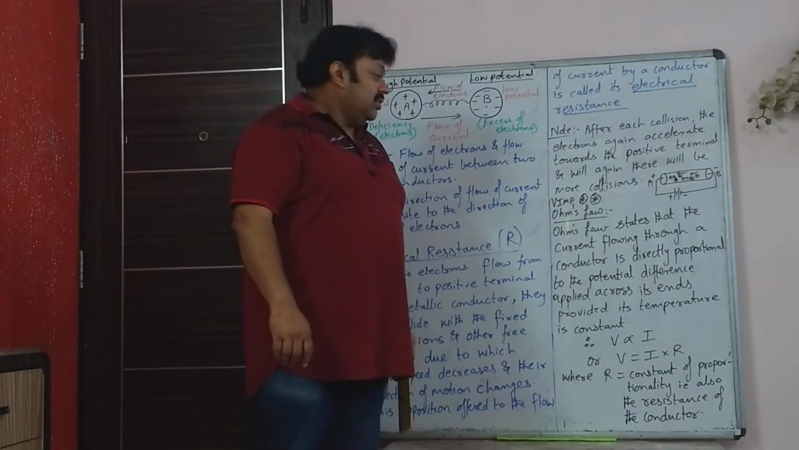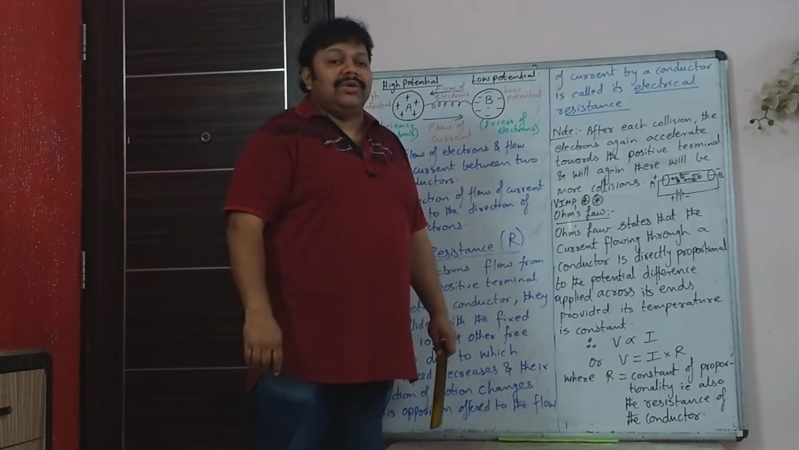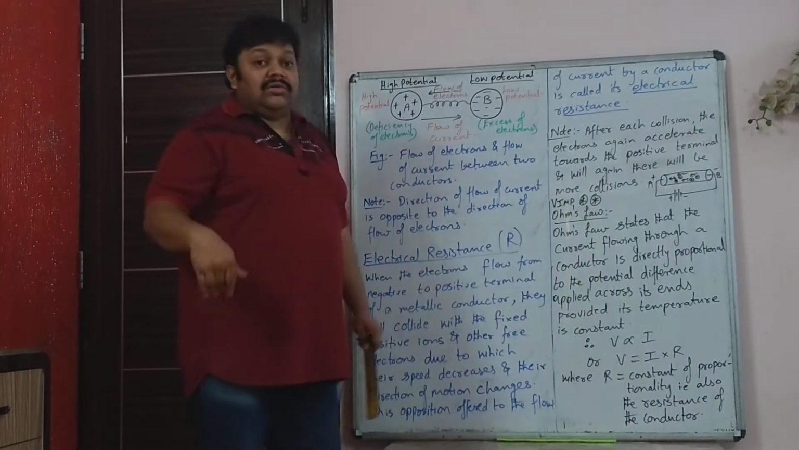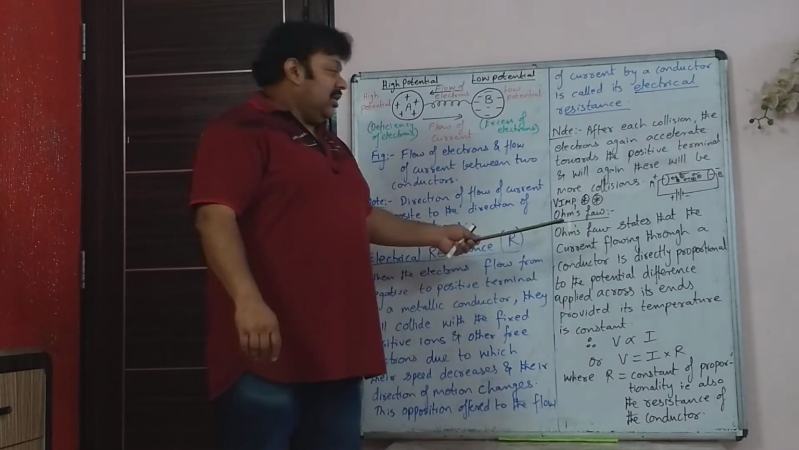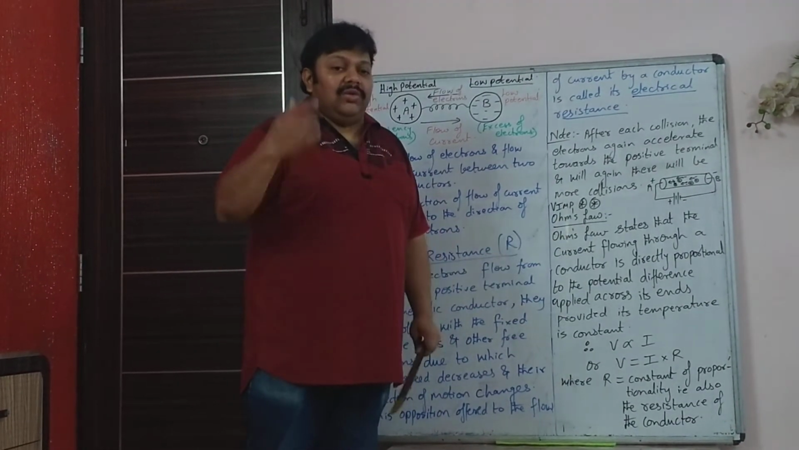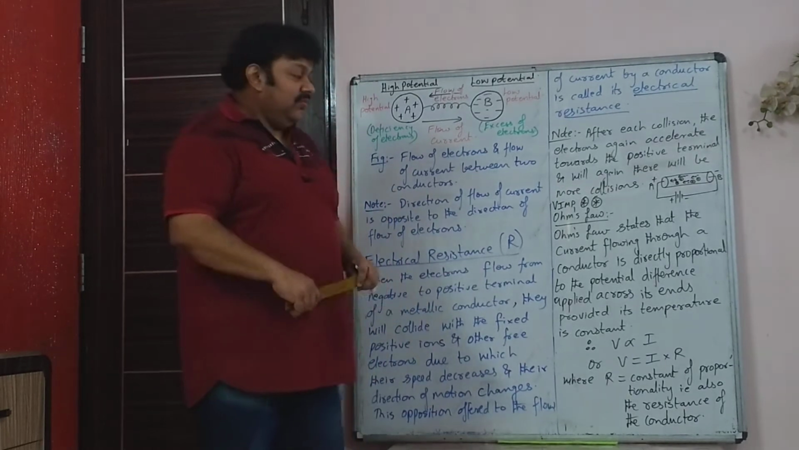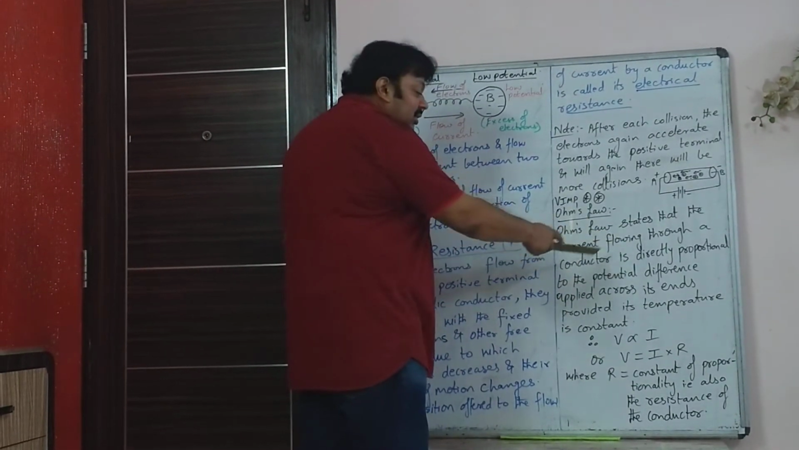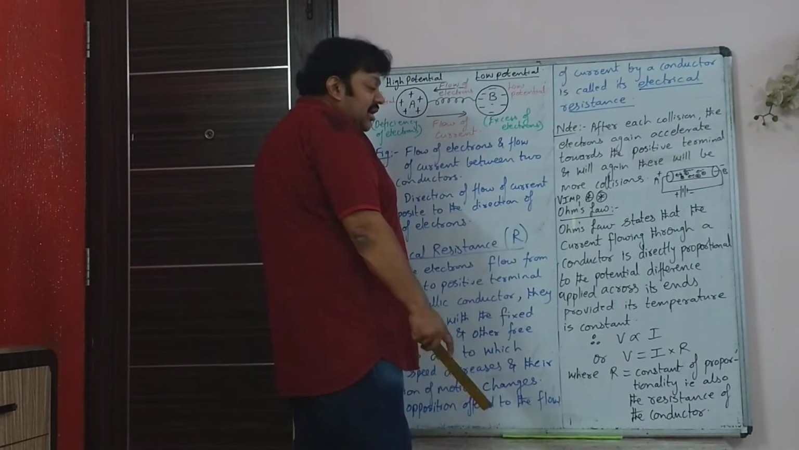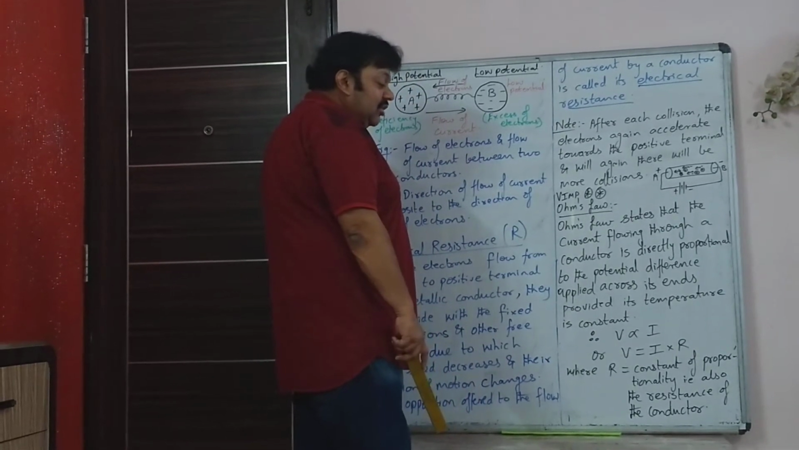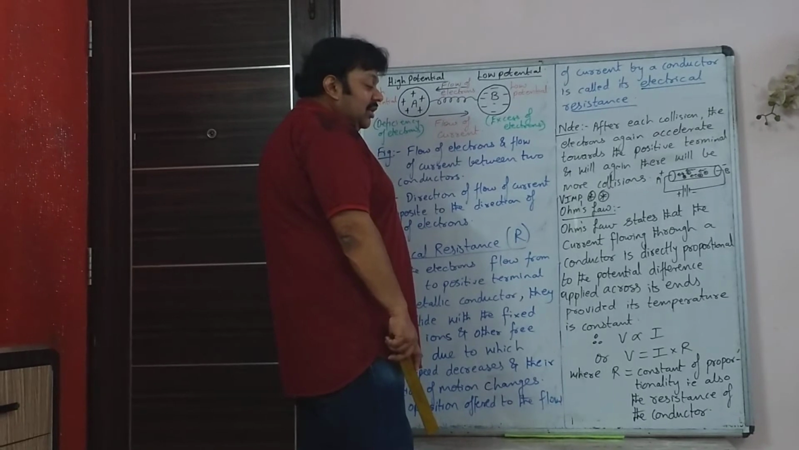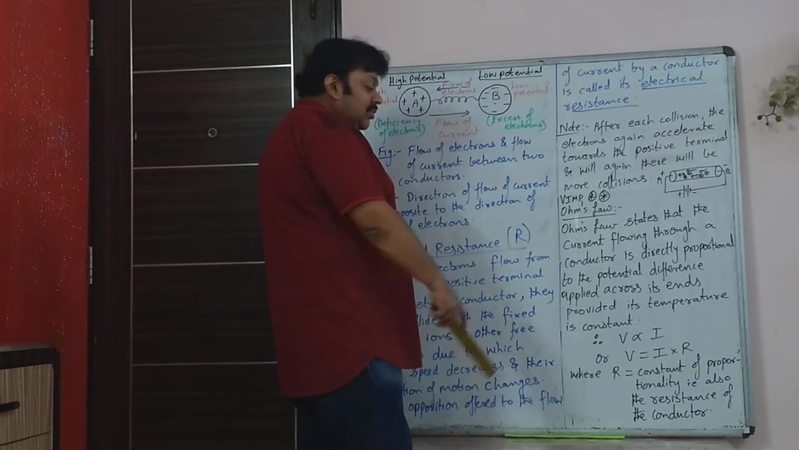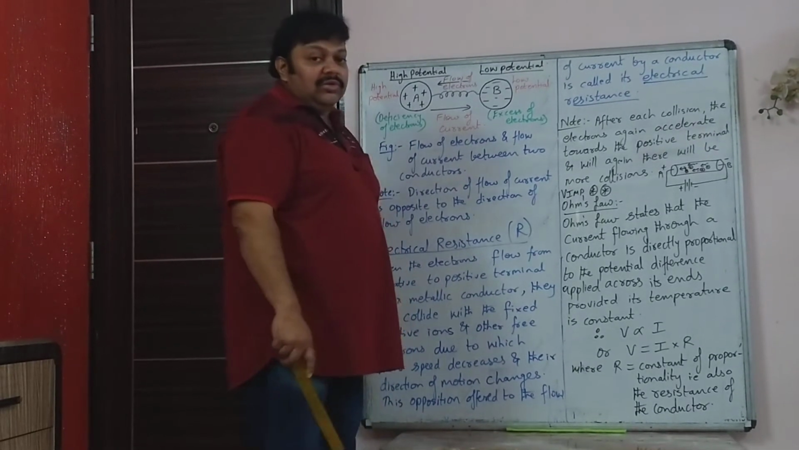Resistance is generally denoted by capital R, and its unit is ohm because Ohm's law was given by a scientist called Ohm. So Ohm's law states that the current flowing through a conductor is directly proportional to the potential difference applied between the ends of the conductor, provided the temperature remains constant.